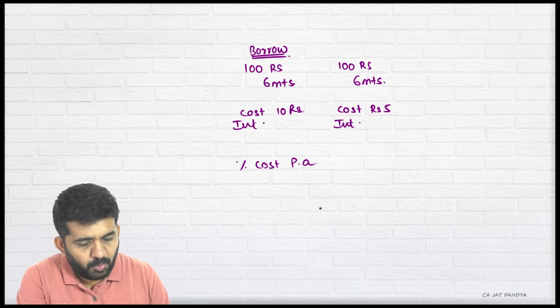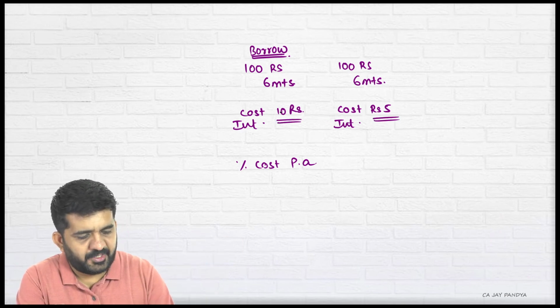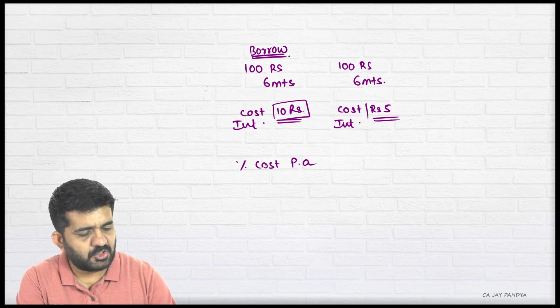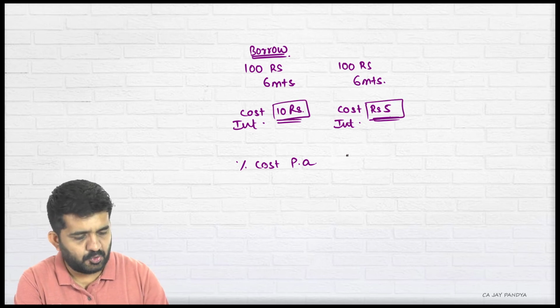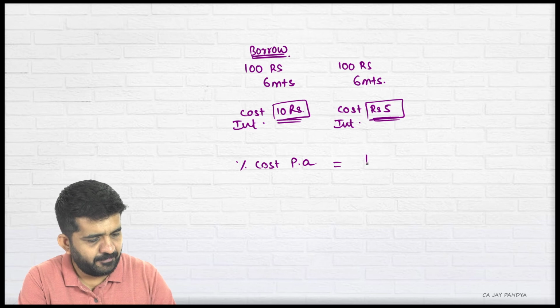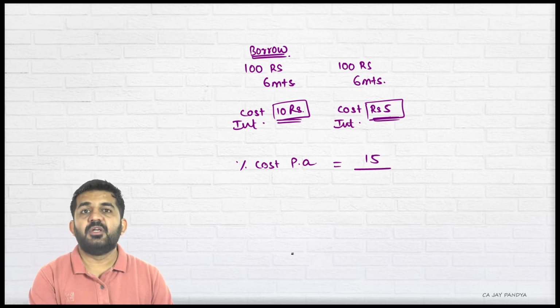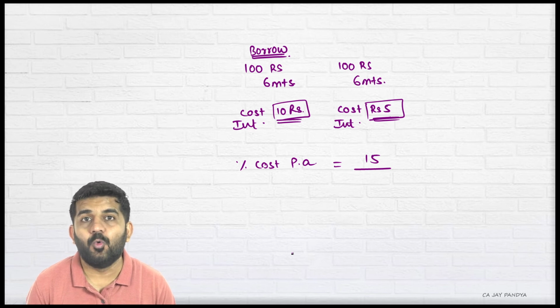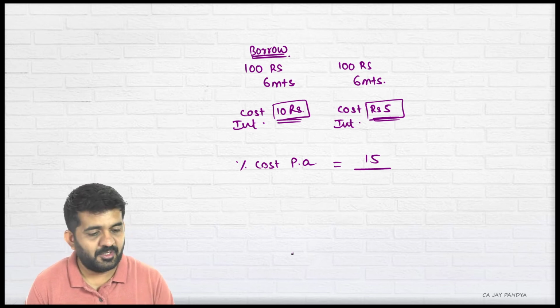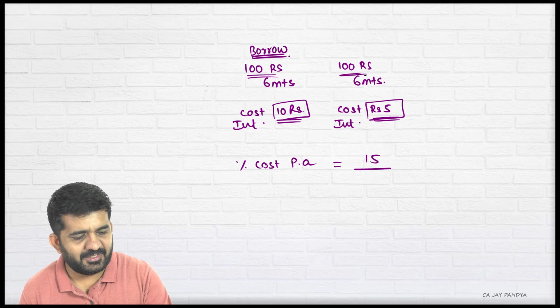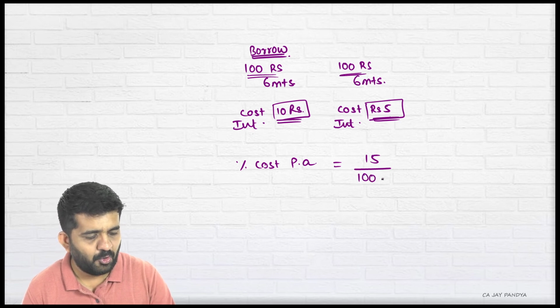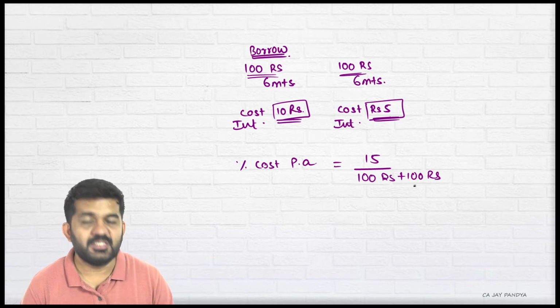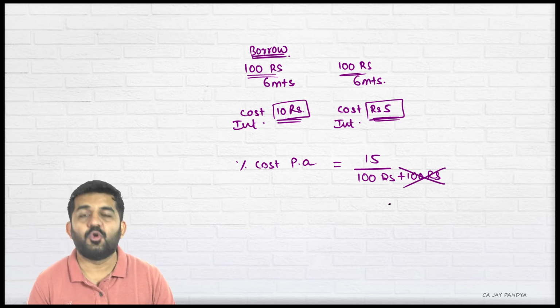Then I'll find out the total cost per annum. This is the cost of 6 months, this is the cost of the next 6 months. So the per annum cost is 15 rupees divided by. Can you tell me how much money I have borrowed? 100 or 200 rupees? I have borrowed first 100, then 100. No, I have borrowed 100 plus 100 rupees? The answer is no. This is not correct.